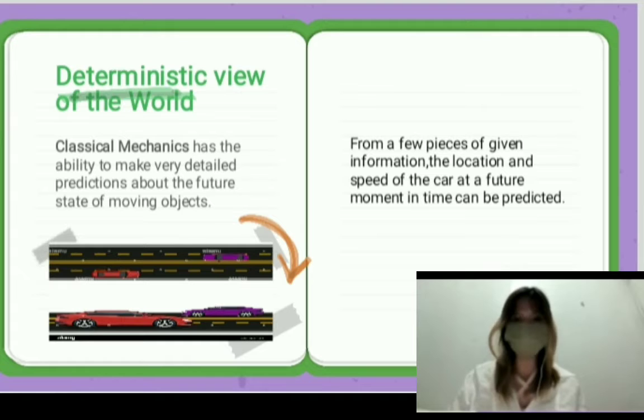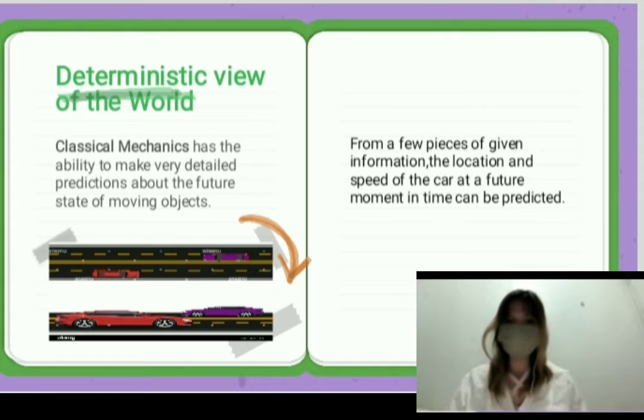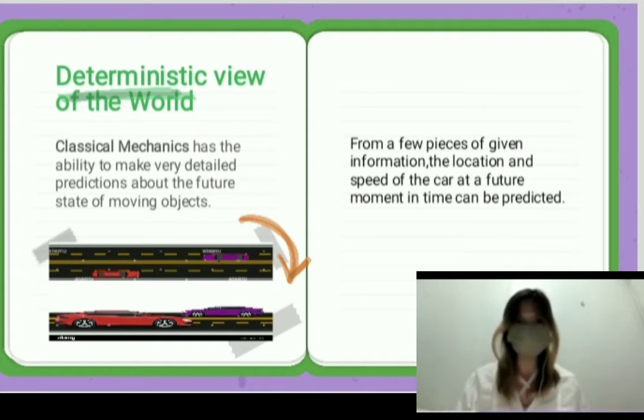Classical mechanics, of which kinematics is a branch, has the ability to make very precise and detailed predictions about the future state of motion of an object. For instance, if we know some information about the current state of motion, say the original position and say the speed and the acceleration, we could predict at some later moment in time the actual position of the object. And this is what the kinematic equations are all about.